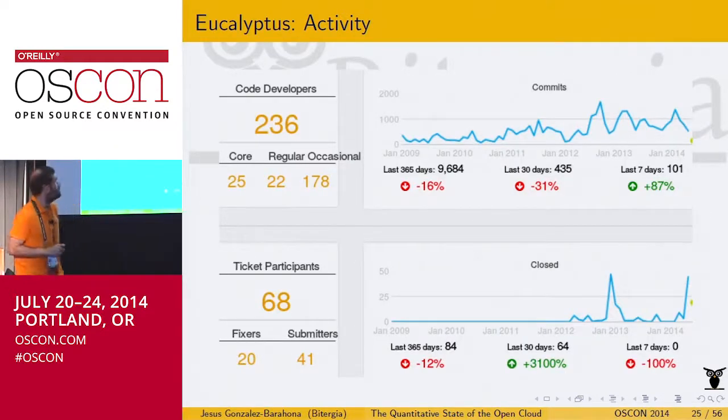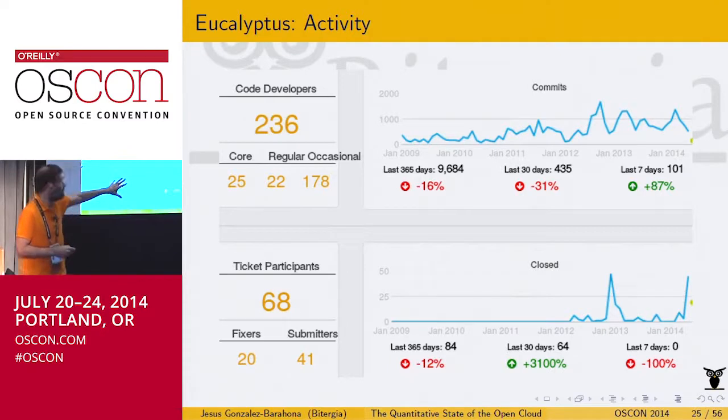This is Eucalyptus. Here, the number of commits per month is in the order of from 0 to 2,000. So the mean is around 500 to 1,000, depending on the month. So you can see there are more commits. That's reasonable because there is some more code too. And it's related to the size of the community, as we will be seeing later.